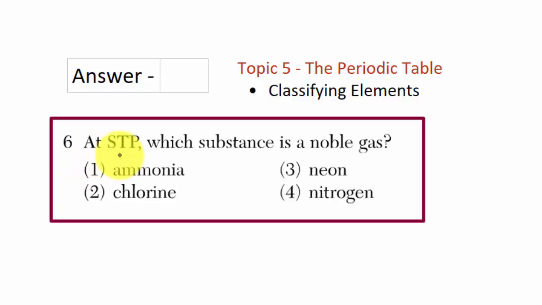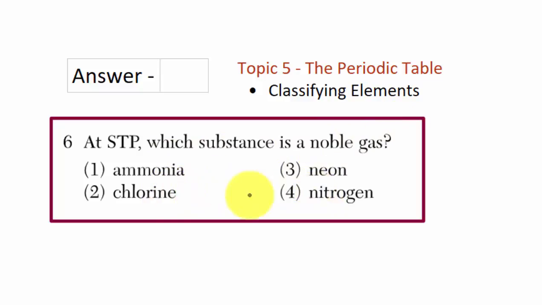Question 6. At STP, STP is standing for standard temperature and pressure, so we know that the temperature is 0 Celsius and the pressure is 1 atmosphere. And we consider our elements on a periodic table at this condition when we normally are considering them. Which substance is the noble gas?